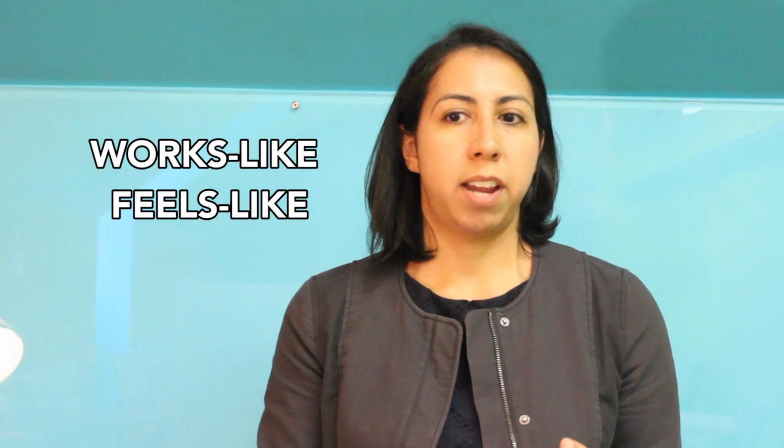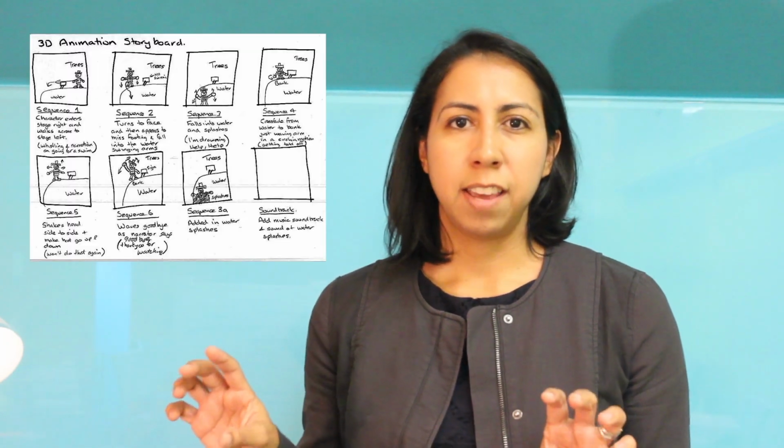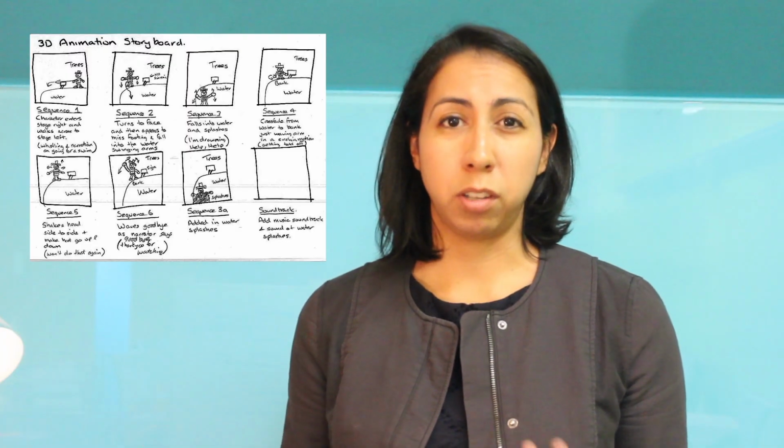There are three types of prototypes that we're going to talk about today. There's the storyboard, the role play, and the works like feels like prototype. A storyboard is basically just a collection of images that tells the story of what your solution looks like. You might consider using a storyboard if you're going to create a solution that is intangible or some sort of experience.